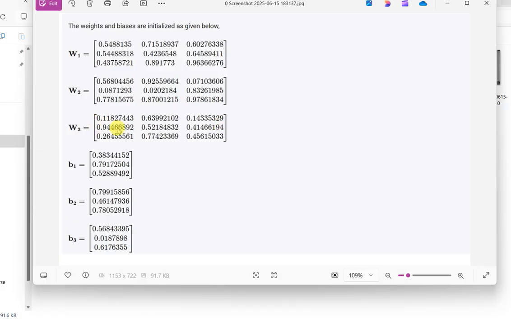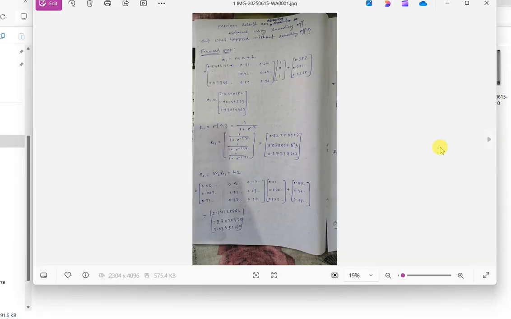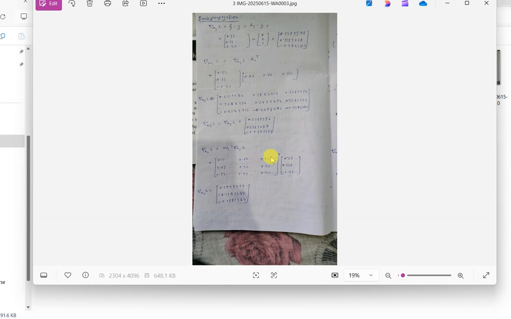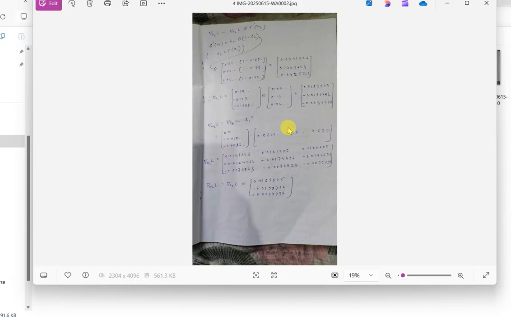W3 is this one, and we need to transpose this, so the row vector becomes a column vector, and the column vector becomes a row vector. If we transpose this, write it down and multiply it with the gradient of loss with respect to A3, which is this one, we will get a column vector which is nothing but the gradient of loss with respect to H2, sorry, H2, the second activation.